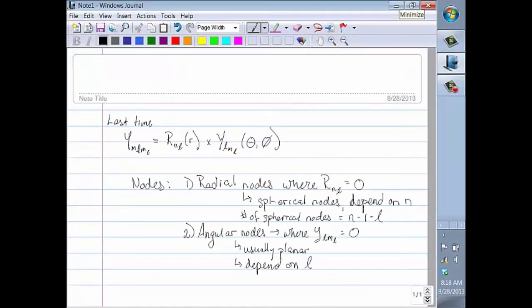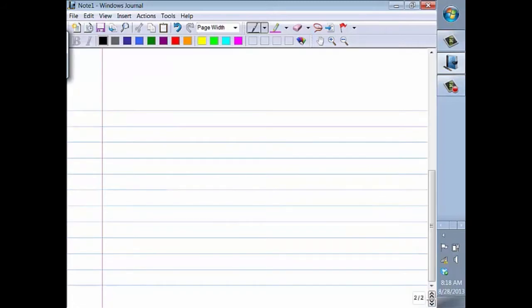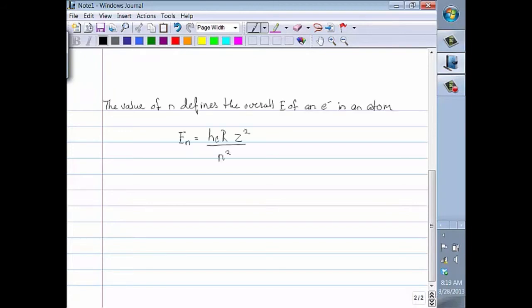All right, so we spent most of the time, or all of the time last class, talking about hydrogenic-like atoms, so 1 electron atoms. The last thing I want to talk about as far as hydrogen goes is the fact that the value of n gives you the energy. So there's an equation that's going to be useful to you, and it's this equation. So you already know that the value of n defines the overall energy for an electron. This is an equation for a hydrogen-like electron, or a hydrogen-like atom.